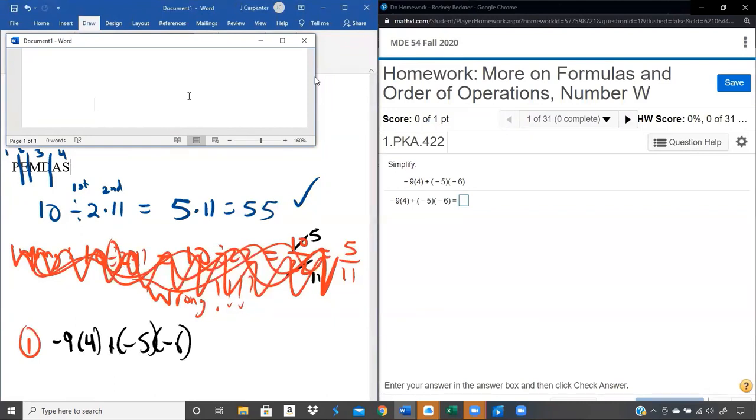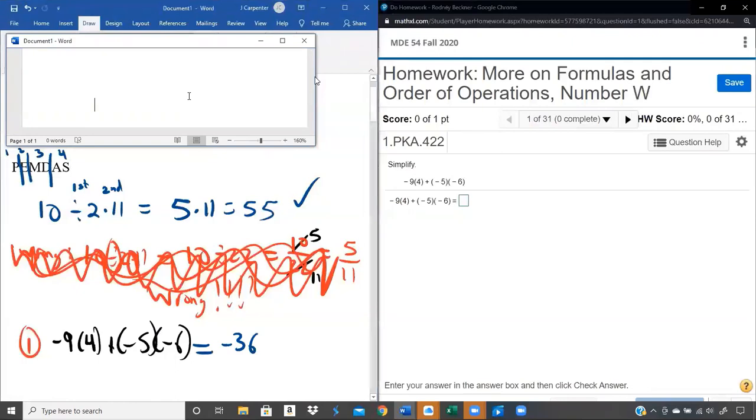So PEMDAS, P-E-M-D-A-S, there are no parentheses counting as parentheses. There are no exponents at all in this. So we're on the M and D. There are 2 multiplications so we do them in the order we see from left to right. All good, don't worry about that. So we're going to do the first product first. -9 times 4, we've gone over those sign rules. 9 times 4 is 36. But when you're multiplying opposite sign numbers in pairs, the answer is negative.